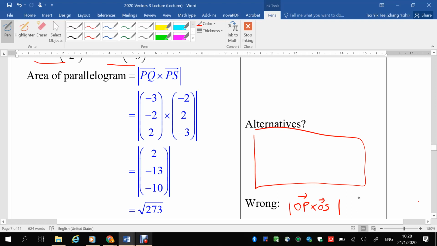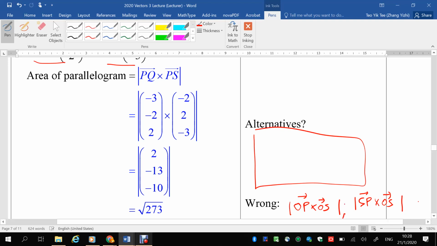Okay, this one I want to ask you. SP, OS. Correct or wrong? Look at the diagram. SP cross OS. Can or not? Also wrong. Okay? So this is exactly the reason why you must have a sketch. When you have a sketch, it will be very clear to you which are the points or which are the vectors you need to be crossing with one another. Okay? So these two confirm wrong.